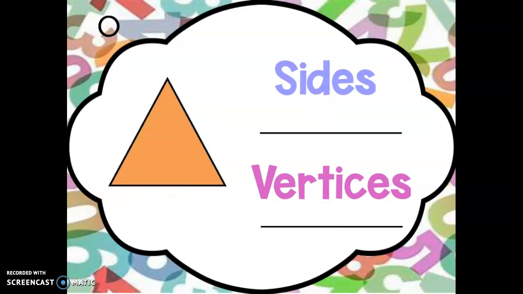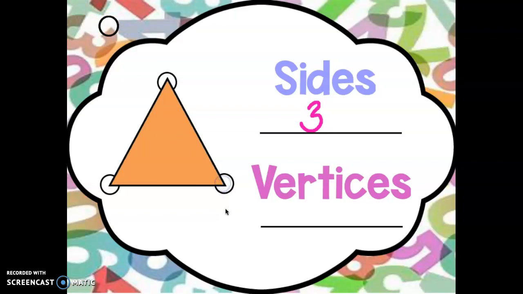Now let's see the triangle. First, let's count the sides. Ready? 1, 2, 3. There are 3 straight lines. So this triangle has 3 sides. Now let's count those vertices, and remember, it's where two straight lines meet, okay? So here I see 1. Here I see another one. And right here I see another one.